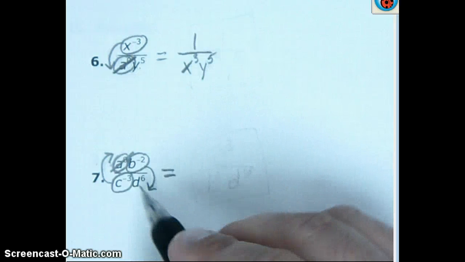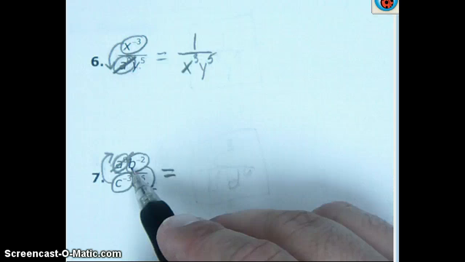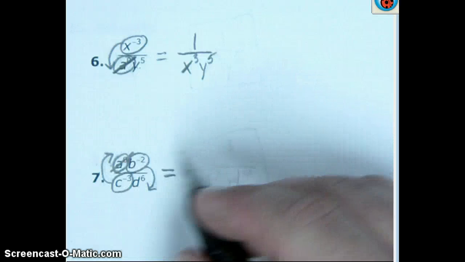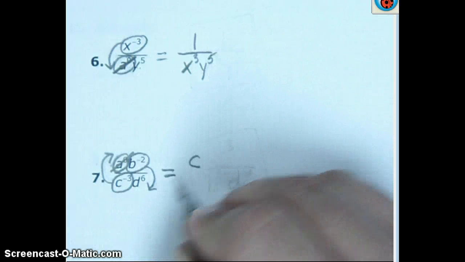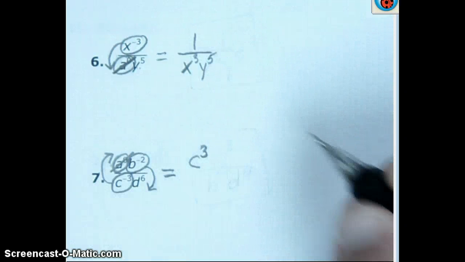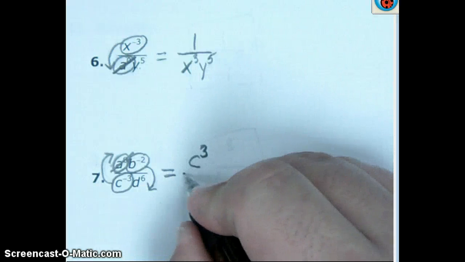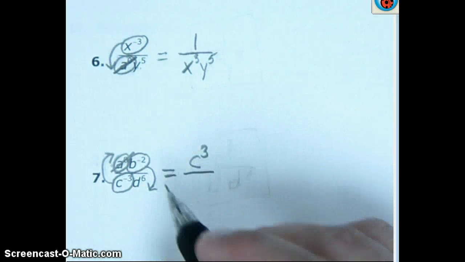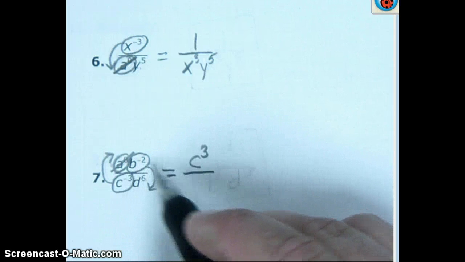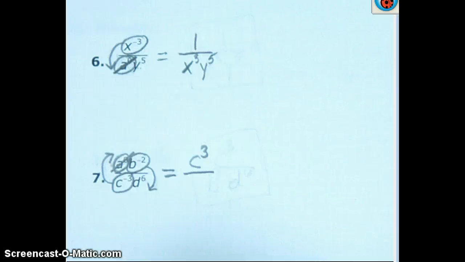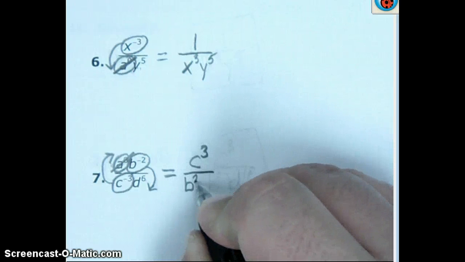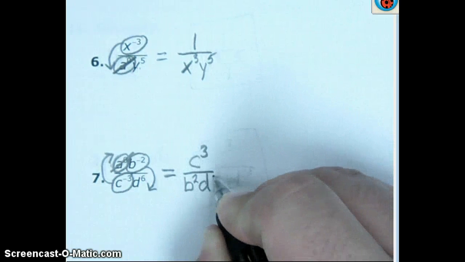The a went away, and the b moved down to the bottom. But I know that the c moved up to the top. So let's start off with the c. When we bring c to the negative 3 up to the top, it's actually going to become c to the positive 3 over. Down here on the bottom, I'm going to have d to the 6th, and the b comes down here. The b to the negative 2 comes down there and becomes b squared. Well, remember, you've got to write it in alphabetical order. So the b squared goes first, and then the d to the 6th.